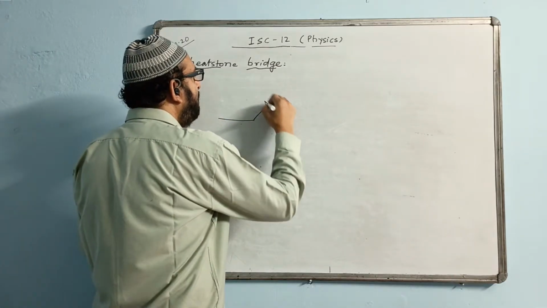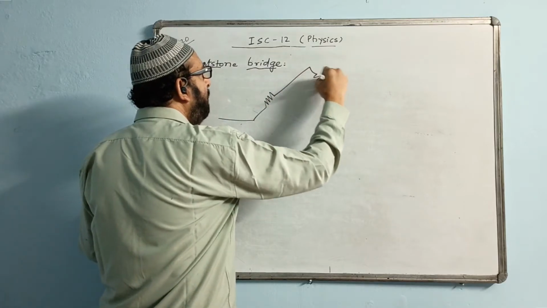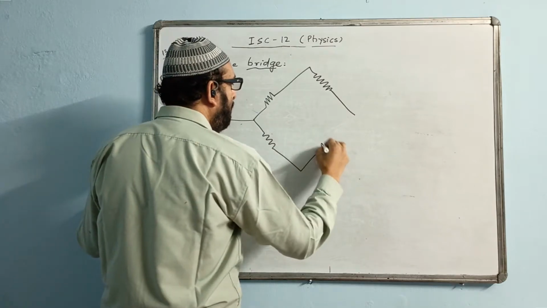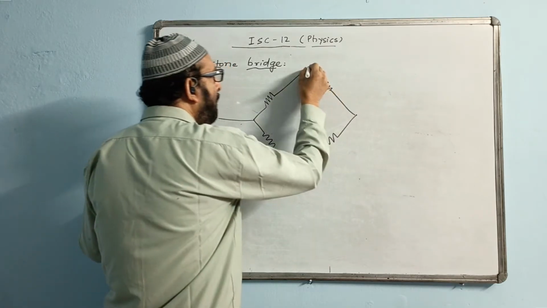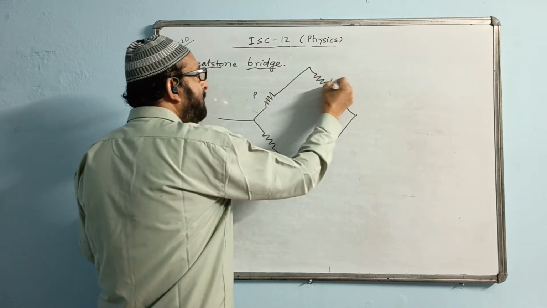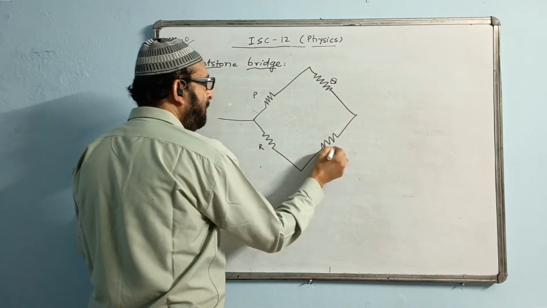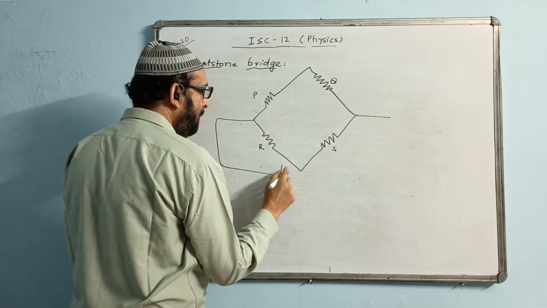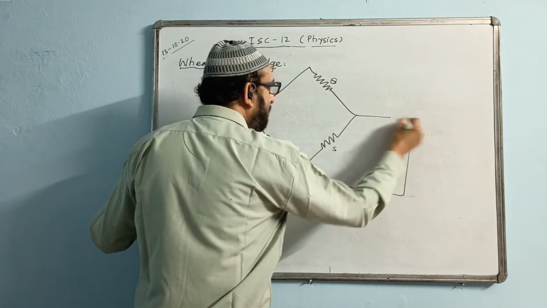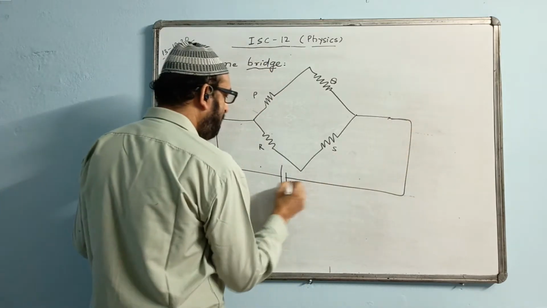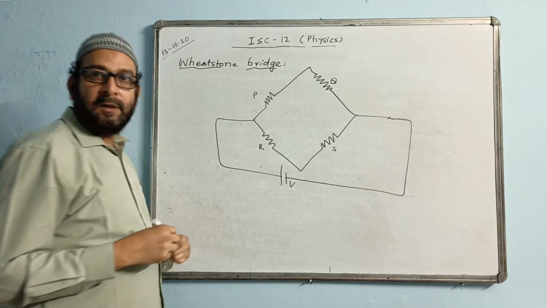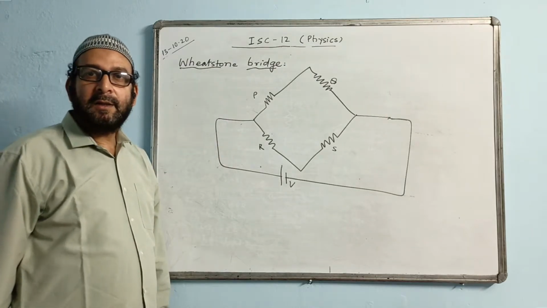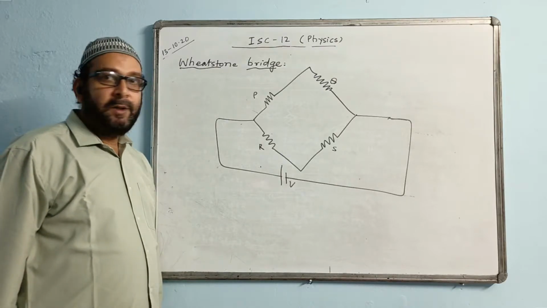In the form of this kind of circuit, when four resistors are arranged in this manner, so this is P, this is Q, this is R, this is S, and we will be sending current. This is the electric circuit. Here is the voltage applied. Such a circuit is called a Wheatstone Bridge.